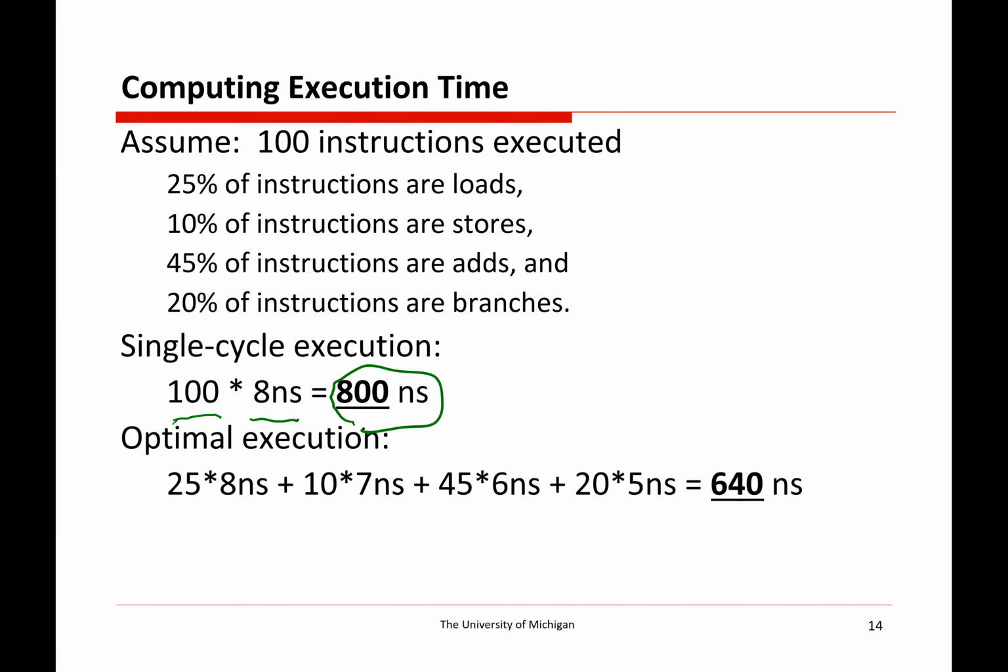But if I could somehow only have each operation take as long as it needed to, like if I could have a variable clock speed that responded according to the type of instruction we were executing, well, then 25% of loads take 8 nanoseconds, 10% of stores take 7 nanoseconds, adds take 6 nanoseconds, 20% take 5 nanoseconds. That gives us 640 nanoseconds. That's 160 nanoseconds that we're wasting with this constraint that we have to set the clock period according to the worst instruction.